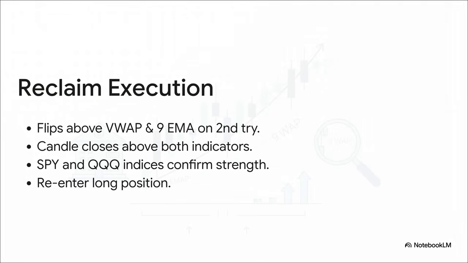So let's see how this builds in real time. On that second attempt, Intel flips back above the VWAP and the 9 EMA. The candle closes strongly above both indicators. But we want one more layer of confirmation. We glance over at the broader market. We see that the major ETFs tracking the S&P and NASDAQ, the SPY and QQQ, are simultaneously bouncing beautifully off their own support levels. Because the broader market has our back, we boldly re-enter the trade. Trust the system, take the second entry, and ride that momentum.